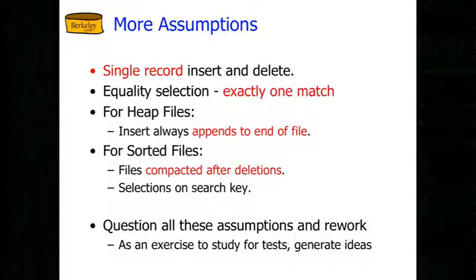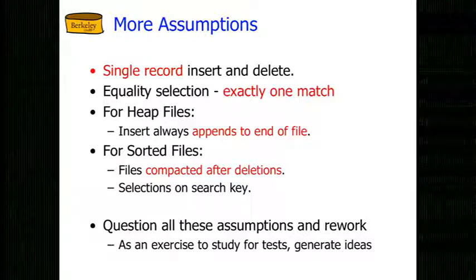And we'll assume in the sorted file analysis that when we do lookups, we're going to do lookups on the key that it's sorted by. So for instance, if we're doing lookups by last name, comma, first name, then the file we'll assume is sorted by last name, comma, first name. Otherwise, it's not really sorted in any interesting way. Obviously, you'll want to question all these assumptions, both on the metrics and the workload, and rethink this.